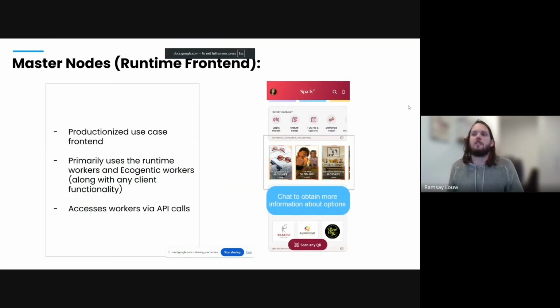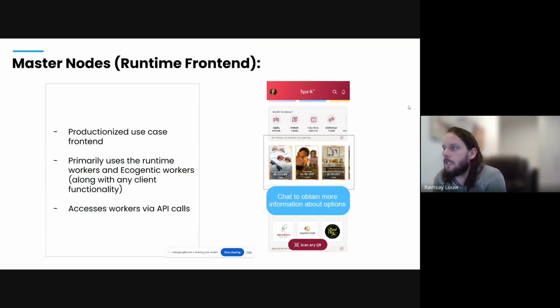Yeah, and then the final master node that you're going to be looking at is your productionized client's front end. Depending on the client that we're working with, whether it's in the banking space, the telco space, the gaming space, whatever, they're going to have some way of communicating or interacting with the customer. Whether that is through an app, a website, a widget, a phone call, email, or social media, all of these channels.